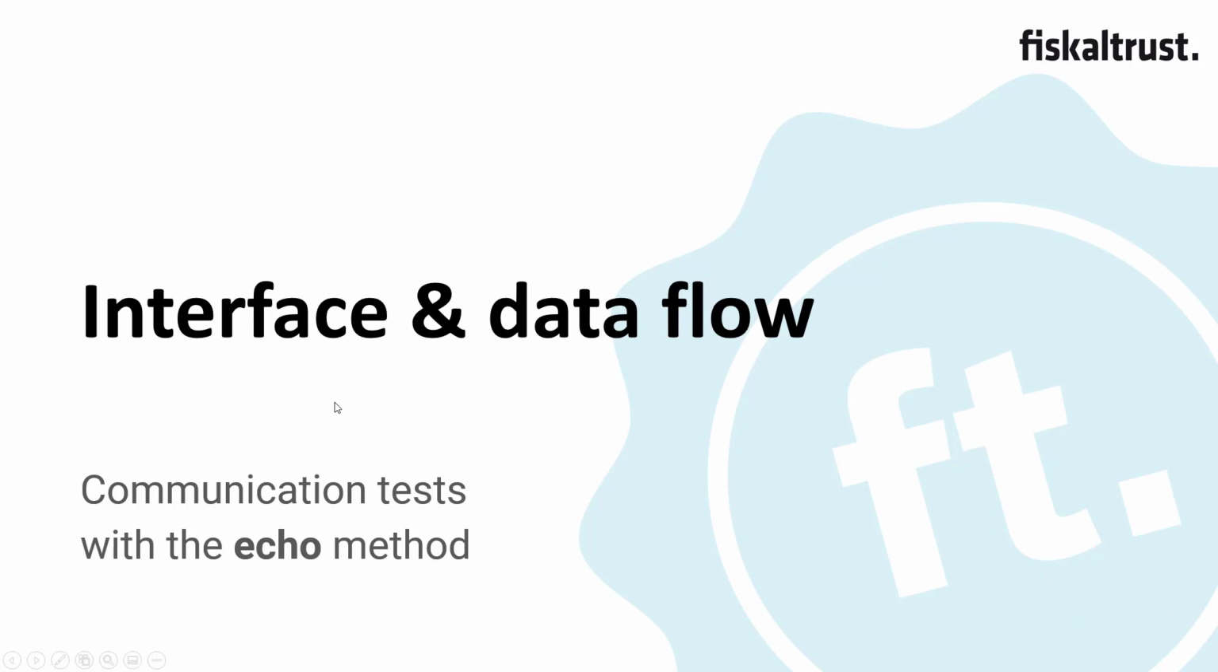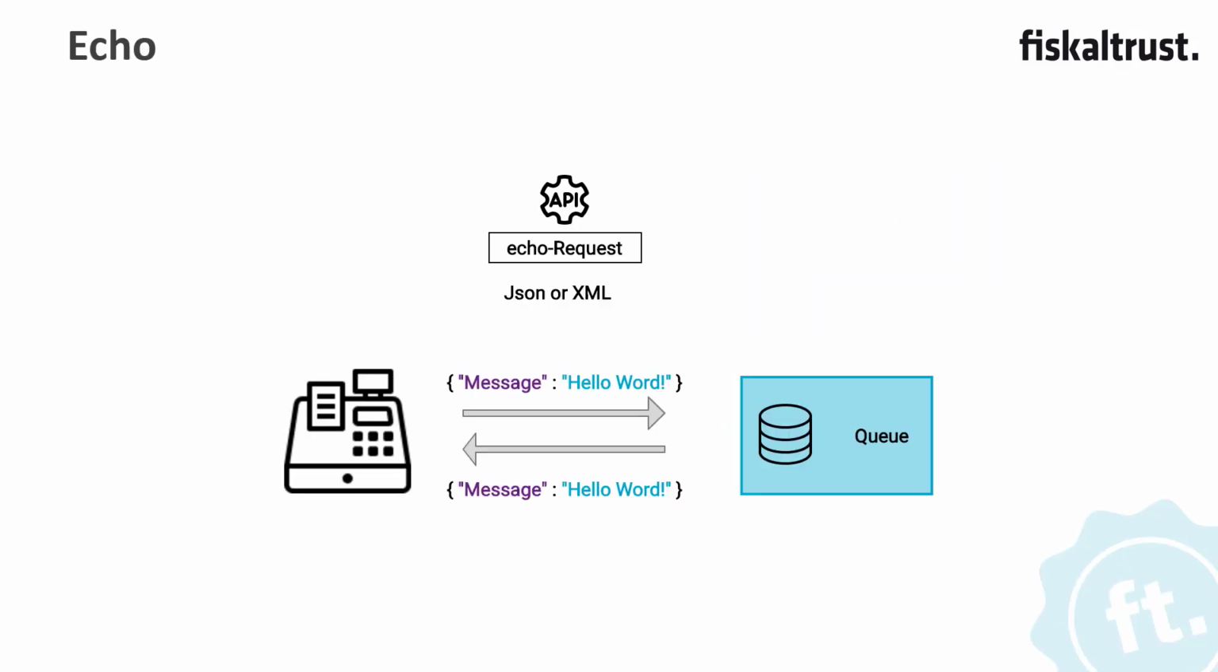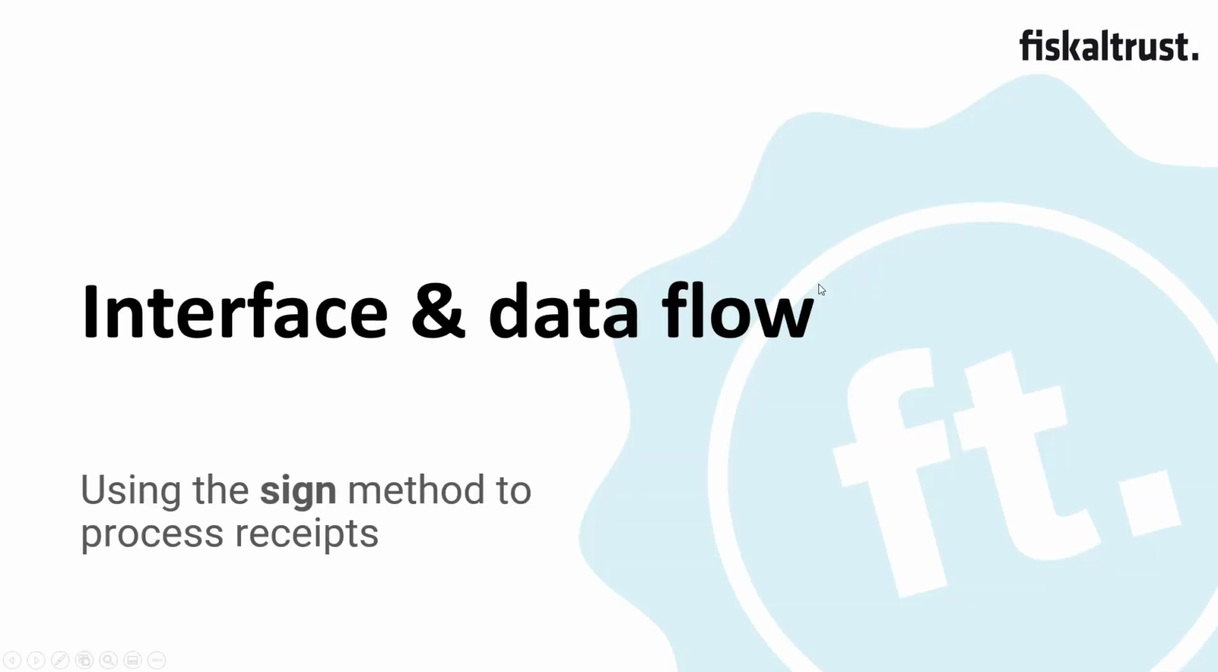So this was quite high level. Let's have a more detailed look at the interface and the data flow. Let's start with the simplest method, the echo method. As the name says, the echo method of the middleware is just meant as a communication test. It will just respond back with the same message that you sent to it. You can, for example, use this like a ping, and you can just check if the queue is there and if it's answering. So far, so simple.